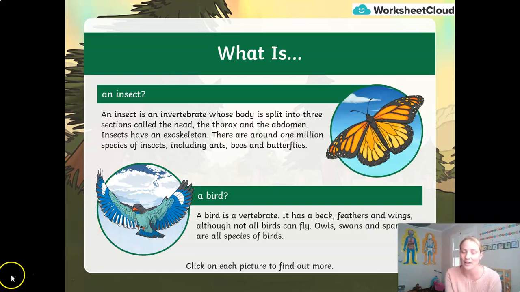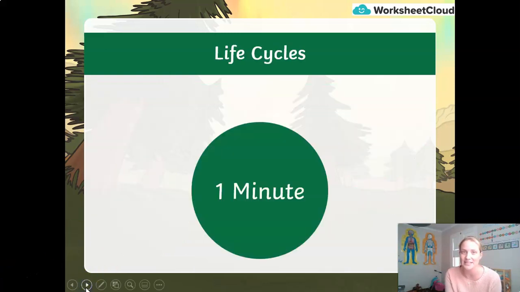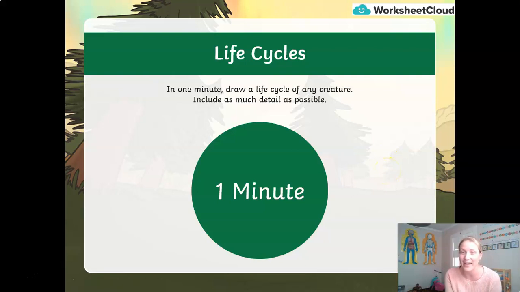Okay, so now that we've done a quick recap of that, life cycles. Now, I am going to put a timer on the screen for you, and I'm going to give you 1 minute. And I would like you in 1 minute to draw a life cycle of any creature, including as much detail as you possibly can. So you could draw the life cycle of a bird, of a mammal, of an amphibian, or an insect, whatever you can think of. So you've got 1 minute, go.